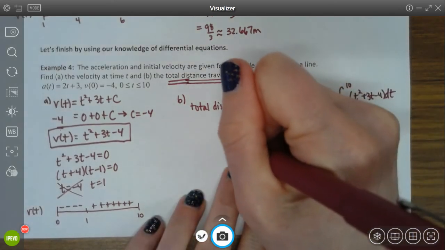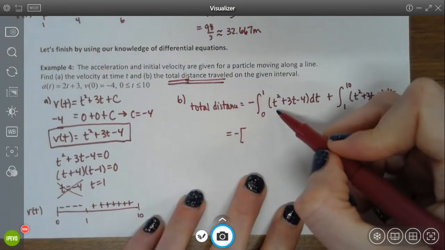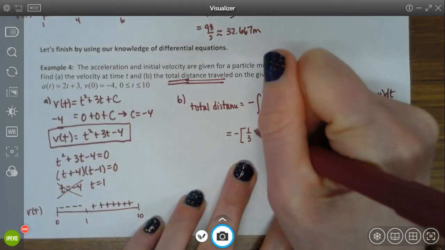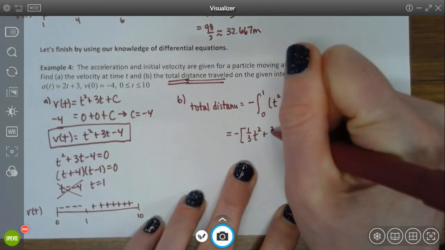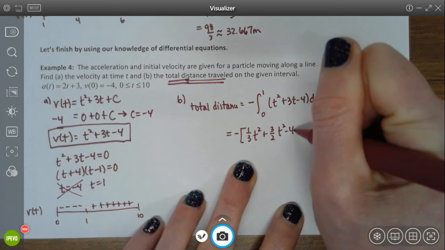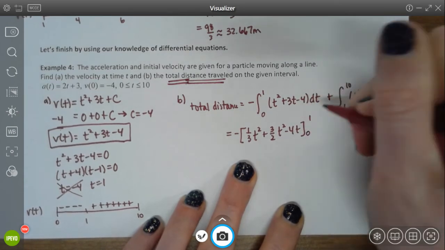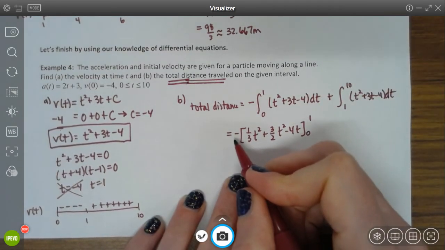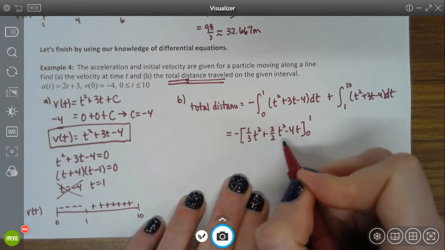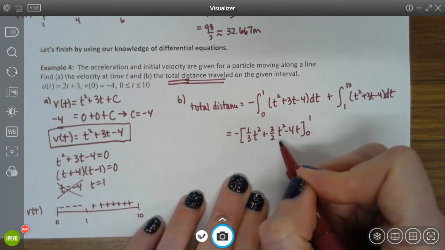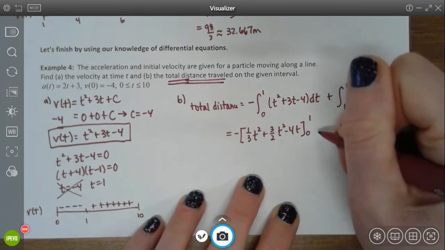So we're going to go ahead, anti-differentiate, we get 1/3 t cubed plus 3/2 t squared minus 4t, evaluated from 0 to 1. And don't forget that negative out front. This should work out to be negative when we do f of b minus f of a, so we can turn that negative to a positive.